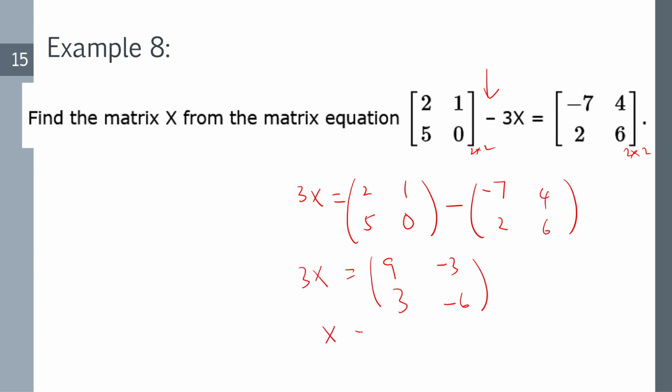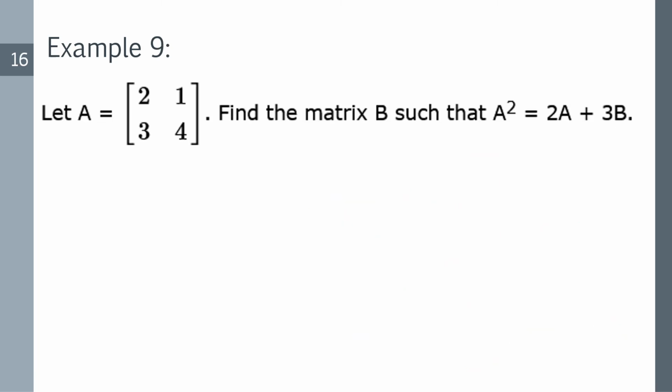And then my X is 1 over 3 of this one, divided by 3. Remember, that means you need to multiply every element by 1 over 3. So your final answer is 3, 1, negative 1, negative 2. So this is your matrix X. Okay, now find the matrix B such that A squared equals 2A plus 3B. We do the same thing. We let 3B equal A squared minus 2A, then you substitute the value of A, multiply, and then you get the answer.